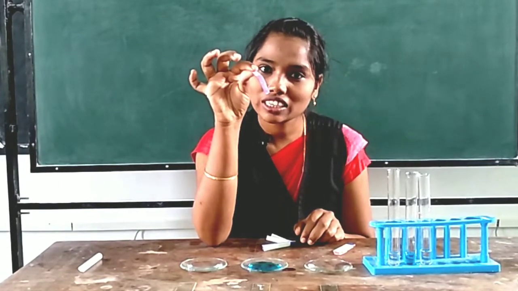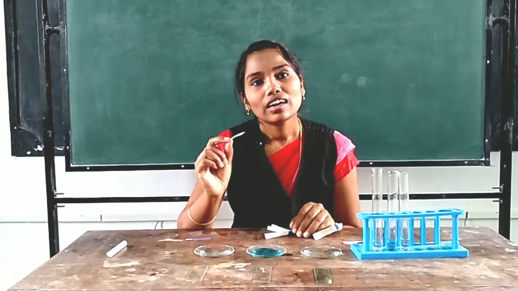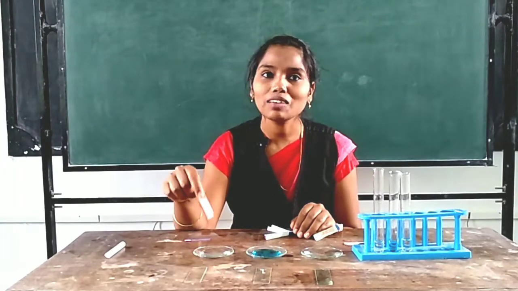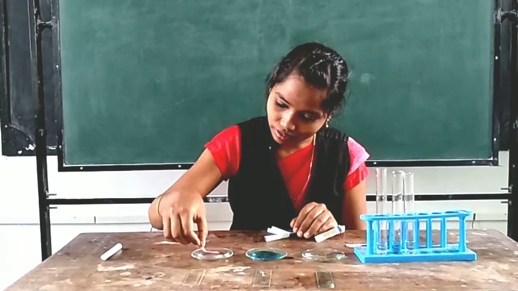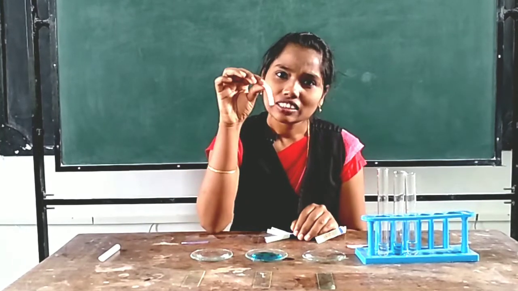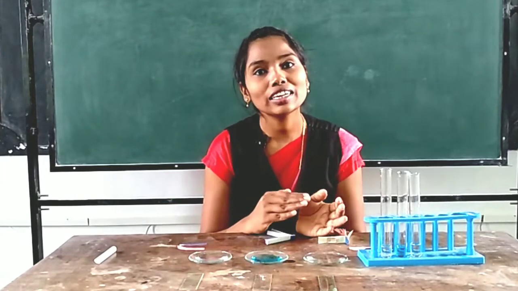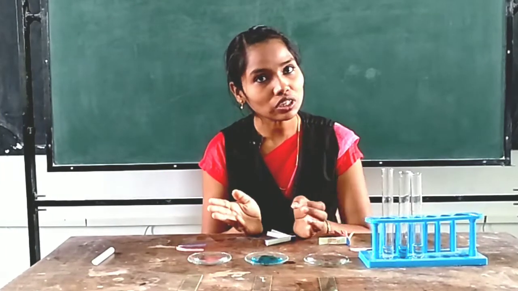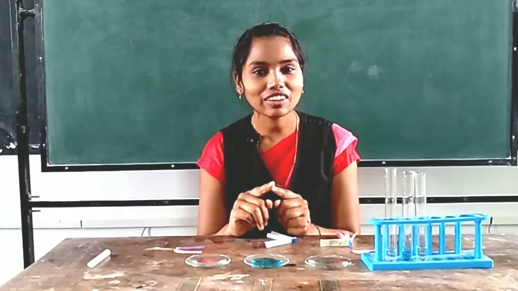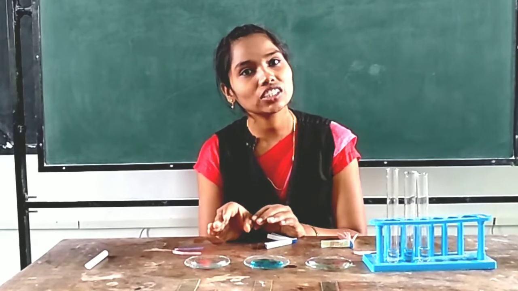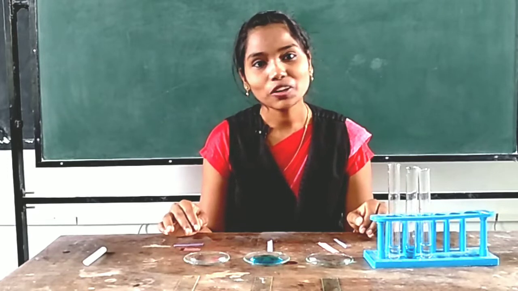So what do you observe, children? There is no color change. So again I am going to take a red litmus paper. I am going to dip it in the same sodium chloride solution. Children, does any color change? No. It does not turn the red litmus paper and it also does not turn the blue litmus paper. Then what is the nature of sodium chloride? Can anyone tell what is the nature of the sodium chloride salt solution? Yeah, it is neutral. So sodium chloride solution is neutral in nature.